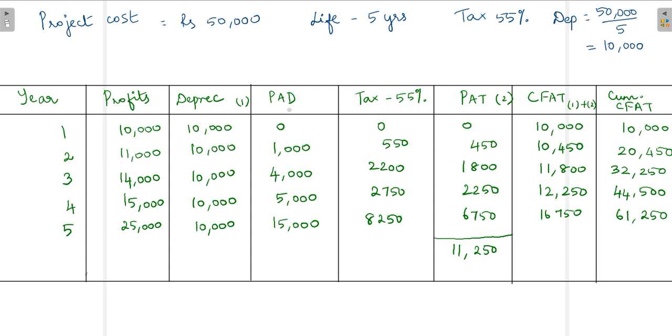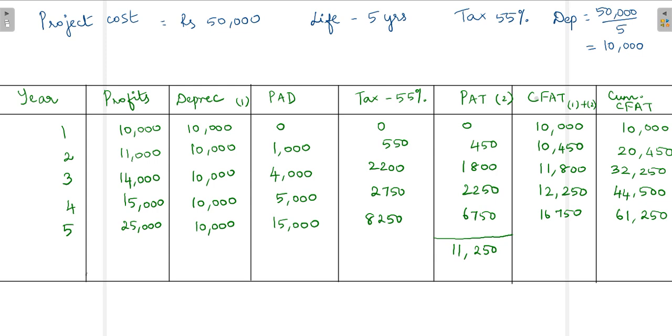Profit after depreciation is determined by subtracting depreciation from profits. Then tax is calculated on profit after depreciation. So on the fourth column value you will calculate tax, and profit after tax is calculated by subtracting this tax amount from the profit after depreciation. You subtract the fifth column from the fourth column: 0 minus 0, 1000 minus 550 is 450, 4000 minus 2200, and so on.